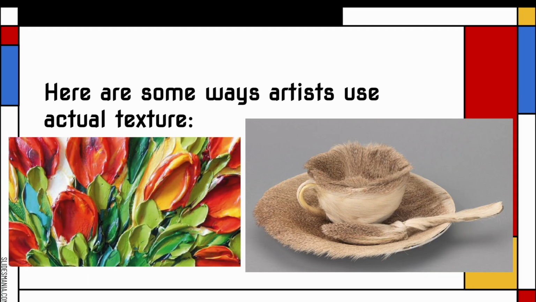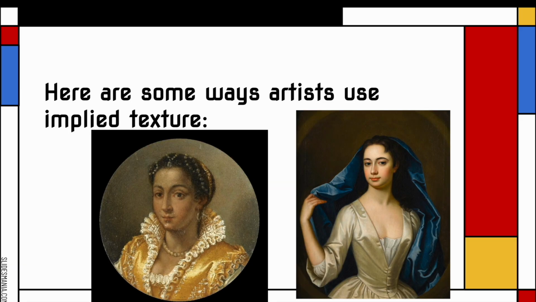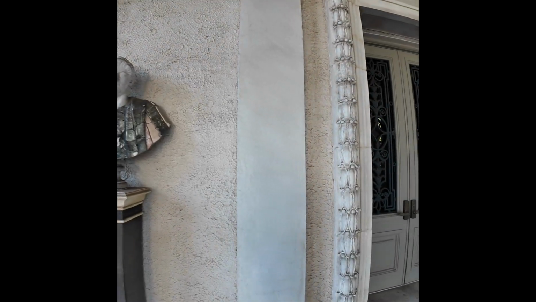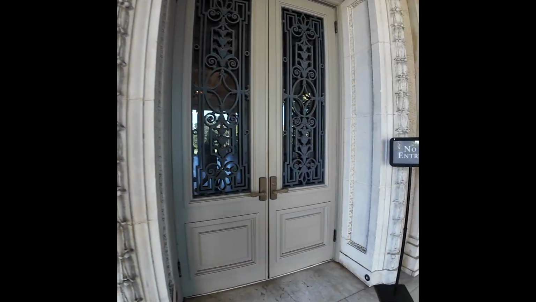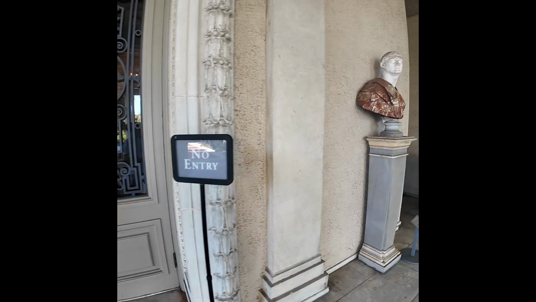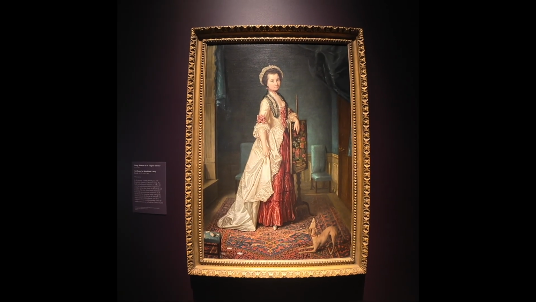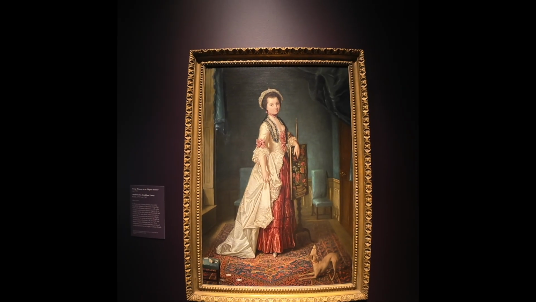Here are some ways that artists can use actual texture. Sometimes it's just thick paint, and sometimes it's something you could actually feel. Here are some examples of implied texture on the woman's skin, their silk dresses, and their hair. Now let's look at some art. Are these examples of implied texture or actual texture? Implied or actual texture?